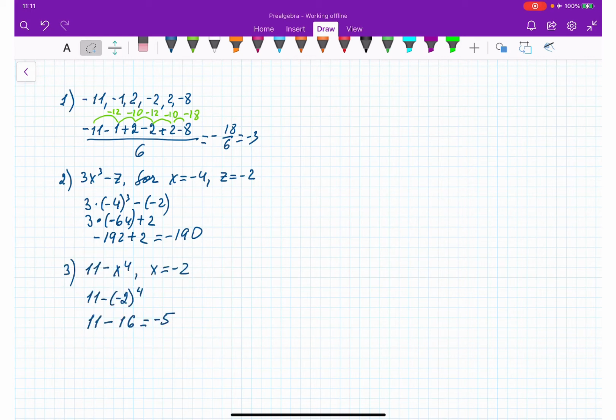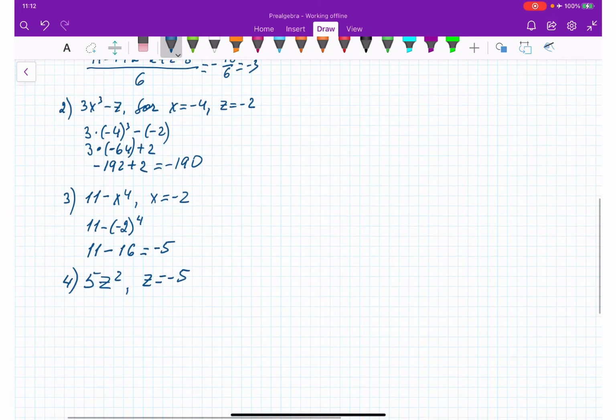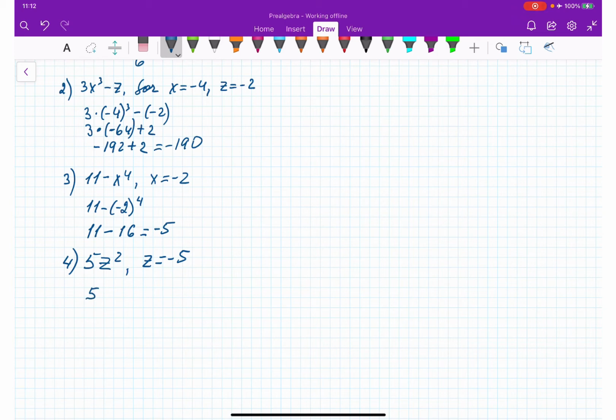Question number 4. Five z squared, and z is equal negative 5. So we have 5 times negative 5 squared. We have 5 times 25. That is 125. Okay. Next.